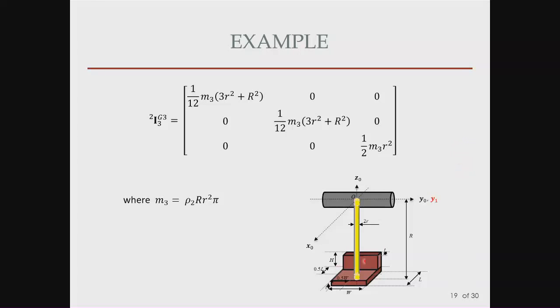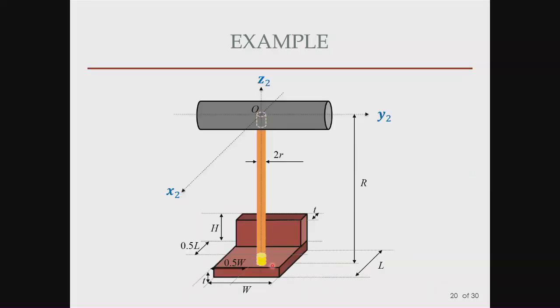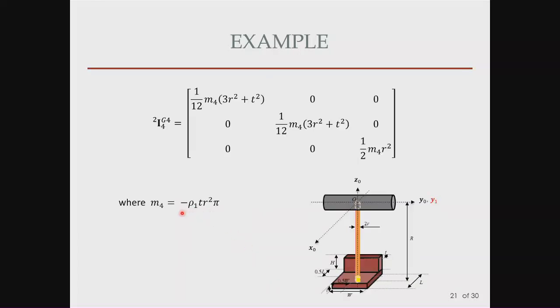And lastly, this little part here, which is the hole, and therefore I will take it with a negative mass. So minus rho 1. So this one has a rho 1, and this is minus rho 1. Okay. This one is a little cylinder as well, right? But its height is just T, the width of the seat, right?